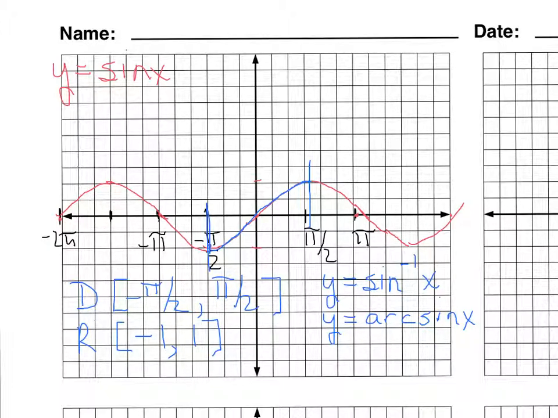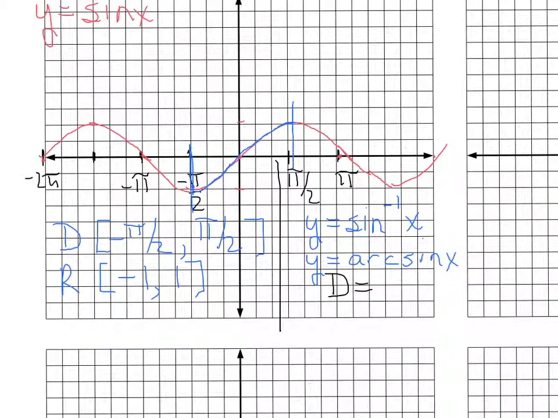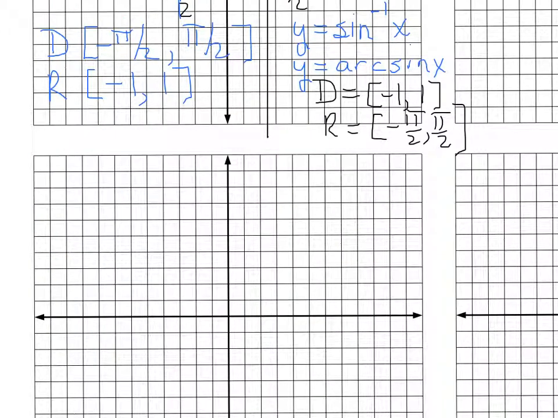And so if we're looking at the inverse, I'm going to draw a line here so we know that there's a difference. The domain of the inverse then is going to be what? Negative 1 to 1. And the range of the inverse is negative pi over 2 to pi over 2. When we're dealing with the inverse sine or the arc sine, we're only looking for values that are between negative pi over 2 and pi over 2.